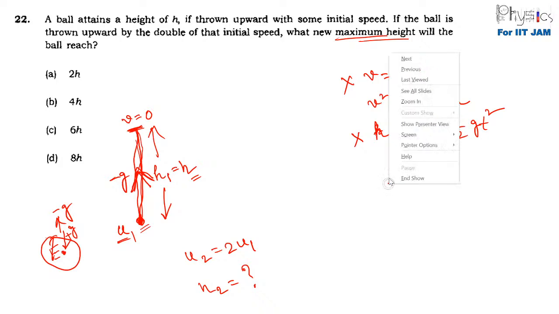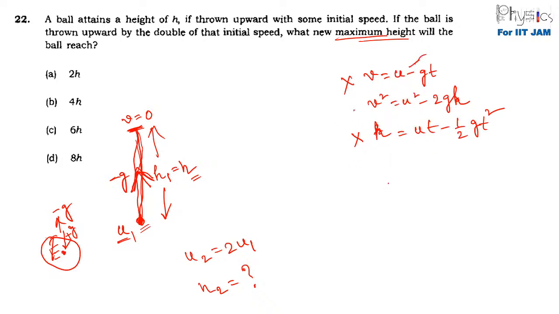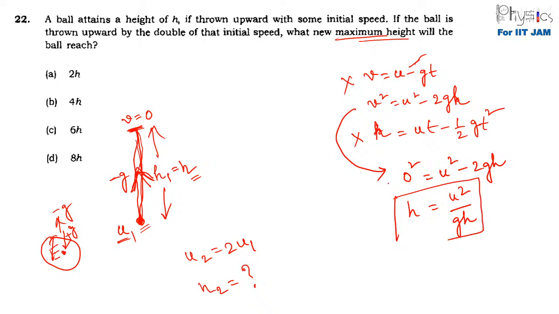So as V is 0, that means 0 square equal U square minus 2GH. Now this is the formula for our maximum height, right? H equal U square minus, it is not GH, it is 2G. U square by 2G. You should remember this, H equal U square by 2G.